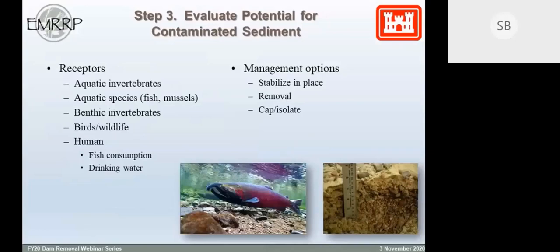Also important to consider what the receptors of concern are. So, the obvious ones are listed here. And then, depending on the significance of the predicted impacts, special management actions may be required, such as either stabilizing the sediments in place or removing those sediments, or other options such as capping to isolate those contaminants from sediments and biota.